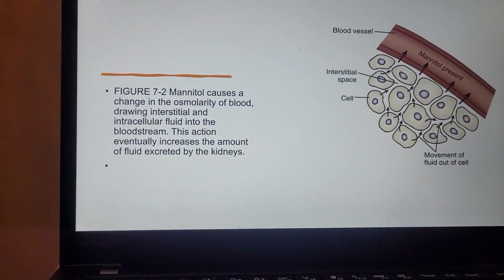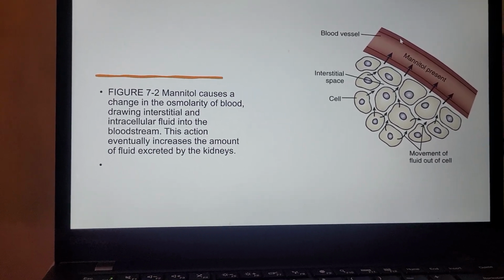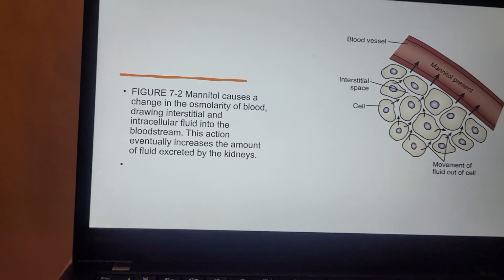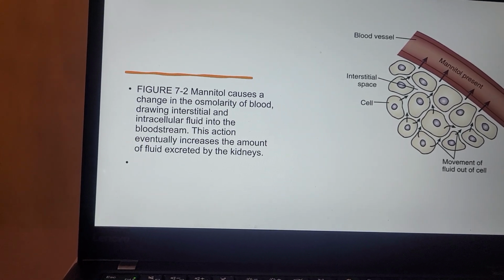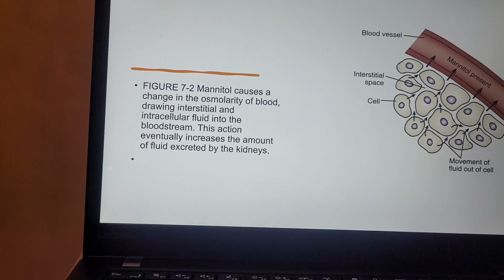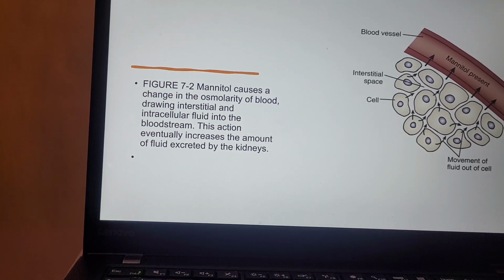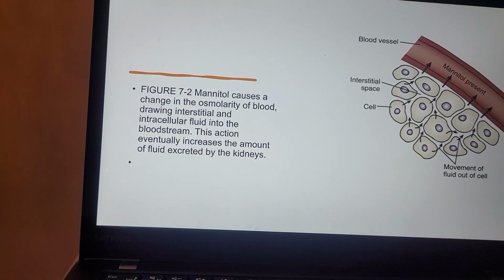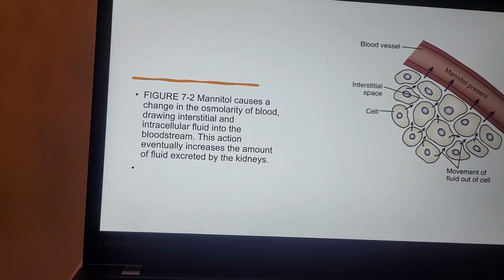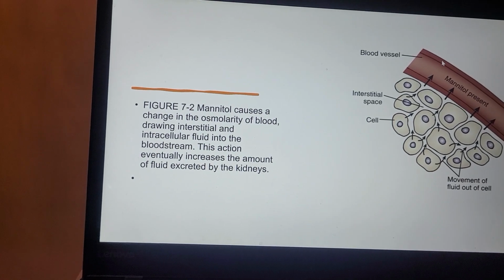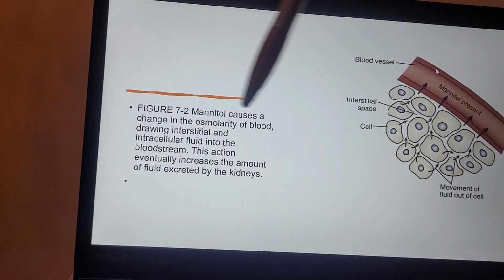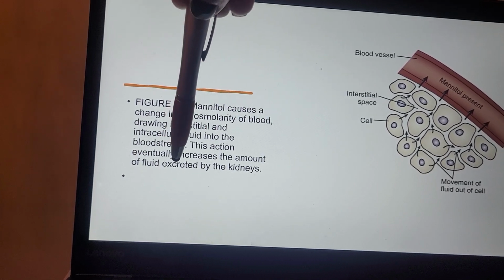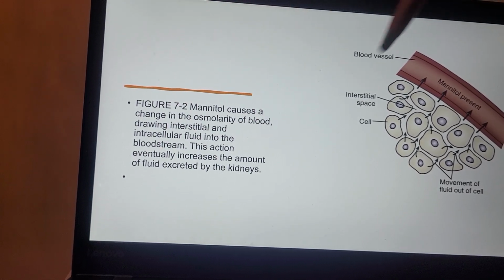I have this figure which I got from the surgical procedures related content, figure 7.2. Mannitol causes a change in the osmolarity of blood, drawing interstitial and intracellular fluid into the bloodstream. This action eventually increases the amount of fluid excreted by the kidney.